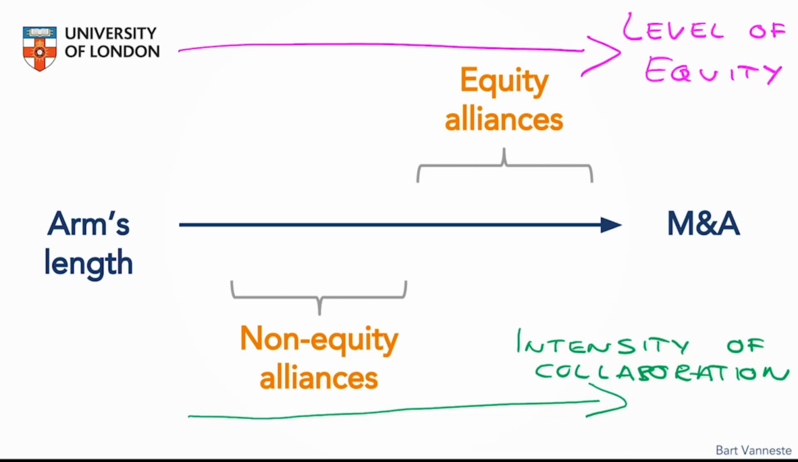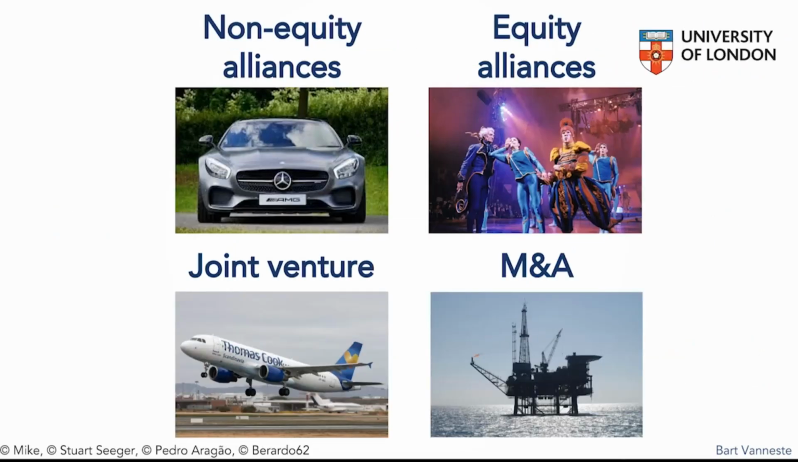In the middle, between arm's length and M&A, you have a category called alliances. These are relationships between firms that cannot be managed by a contract alone. A close working relationship is needed. It's different from an M&A in the sense that the partners remain independent, whereas in an M&A, one partner owns the other partner. Alliances are also different from arm's length relationships in the sense that there's more collaboration ongoing. Let's look in a bit more detail at these different categories to really understand the differences between them. So let's begin with the non-equity alliance.